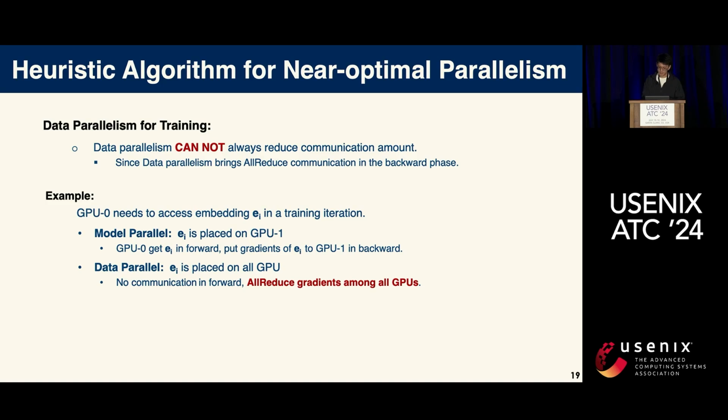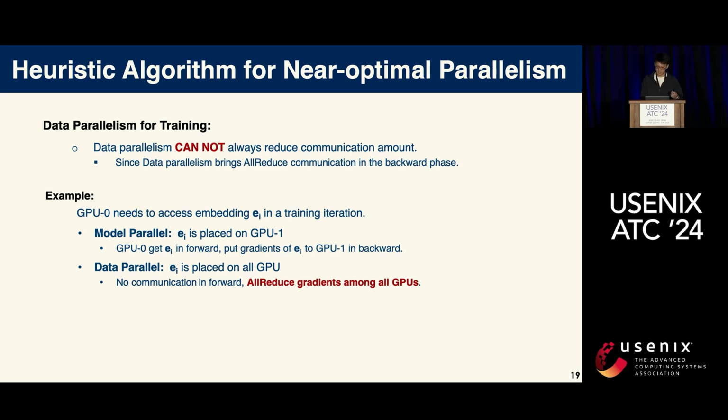And as for training, things change. Since data parallel can not always reduce the communication amount, as data parallel brings more communication in the backward phase. So for example, if GPU 0 needs to access embedding EI in a training iteration, if EI is model paralleled on GPU 1, it only has one get in the forward for EI itself and one put for gradients in the backward during training.